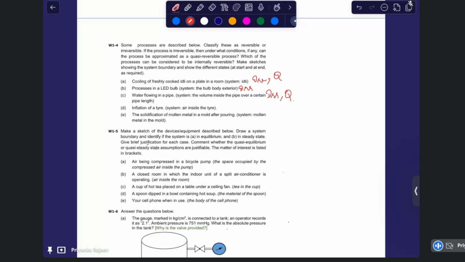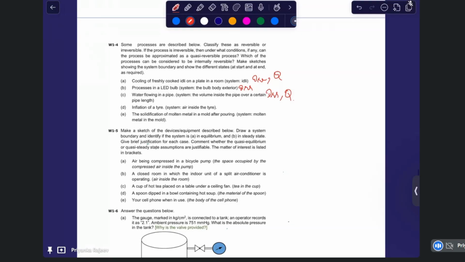So that is why we are taking it as irreversible. Then it can be quasi reversible if the flow is very smooth laminar flow. Next is inflation of a tire, again irreversible.